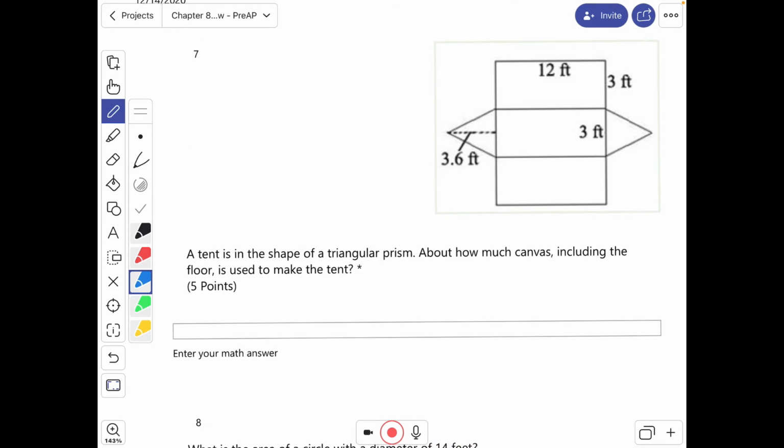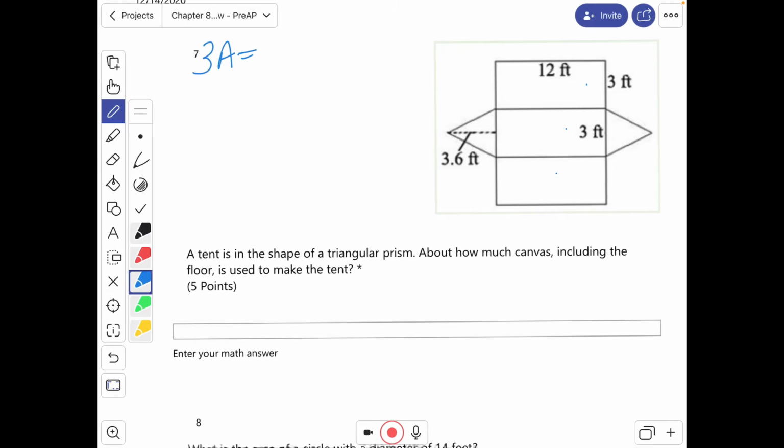Number 7. A tent is in the shape of a triangular prism. About how much canvas, including the floor, is used to make the tent? So again, this is a net, and we need to find the area of all 3 rectangles. So let's do that first.